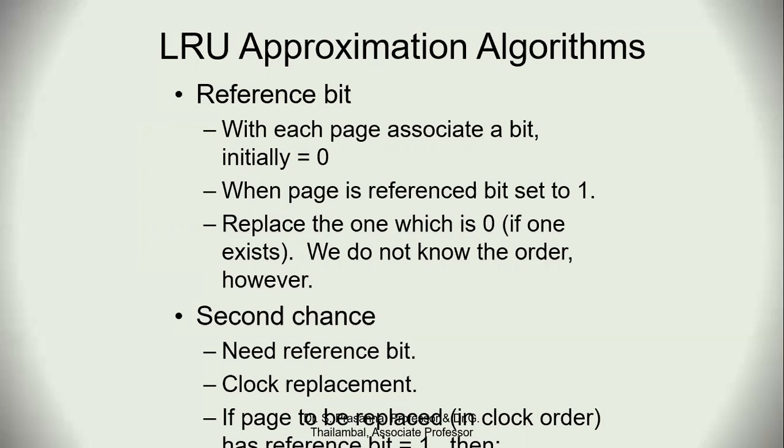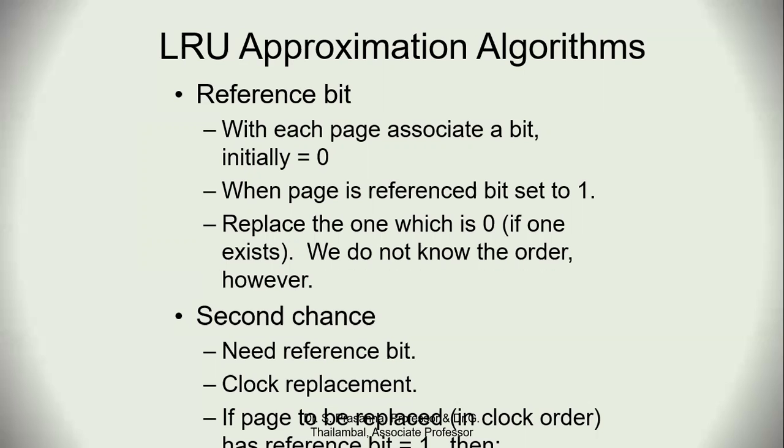So whichever is 0, again you take it as a victim page for the replacement and convert the reference bit to 1 again. So this is how you're going to use the reference bit for finding the victim. So what is second chance?